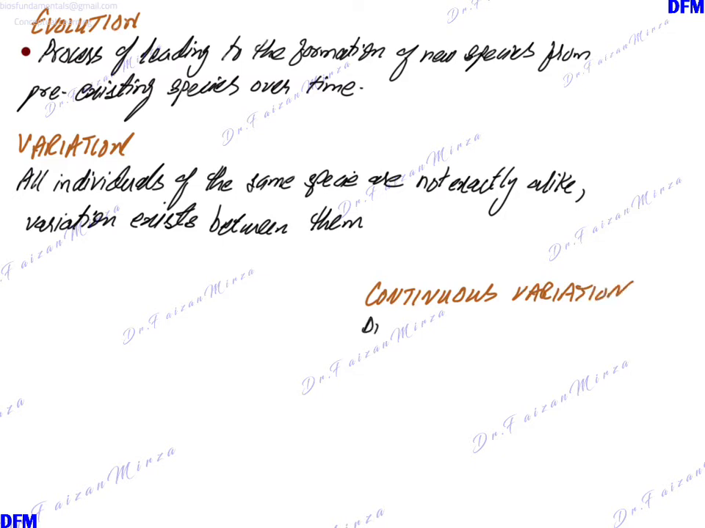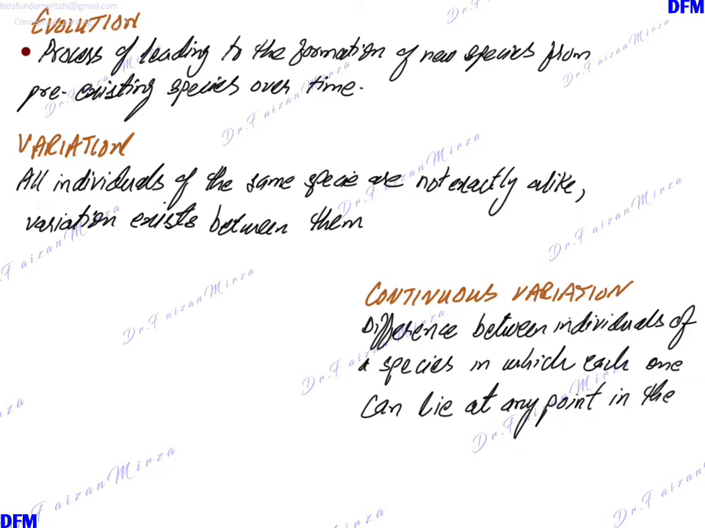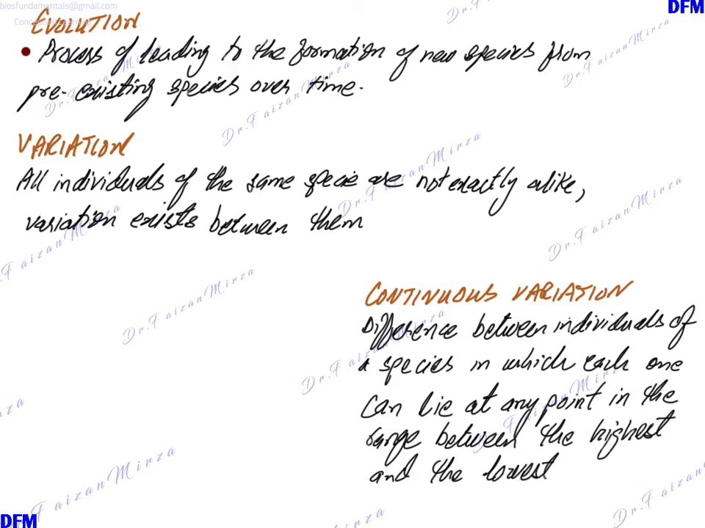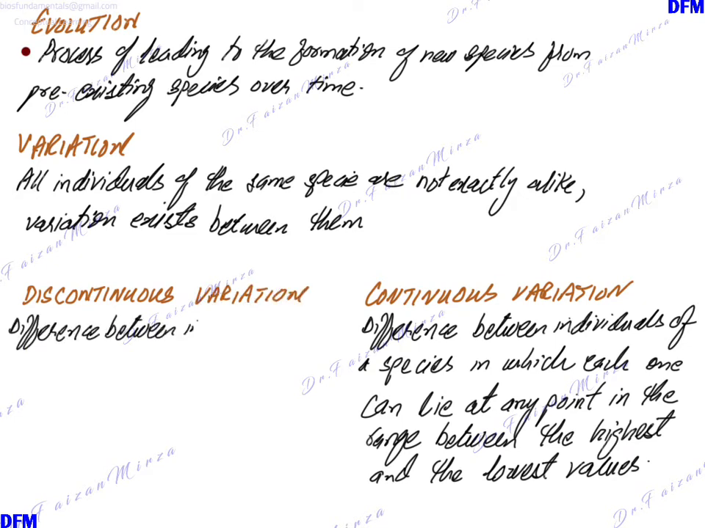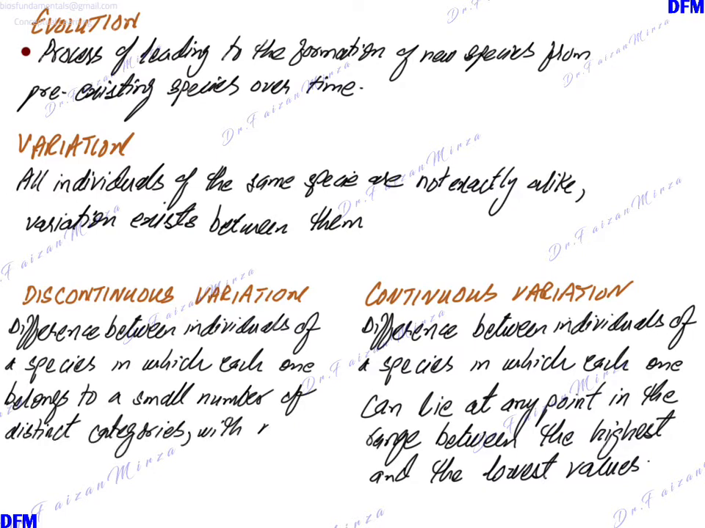What's continuous variation? Continuous variation encompasses the idea that there is a difference between individuals of a species in which one can lie at any point in the range between the highest and the lowest values. In discontinuous variation, however, we have discrete categories. The difference between individuals of a species is such that each one belongs to a small number of distinct categories. And there are no intermediates in this case.